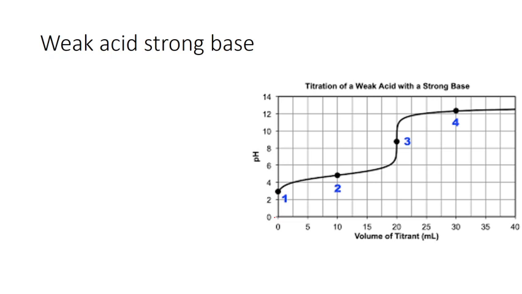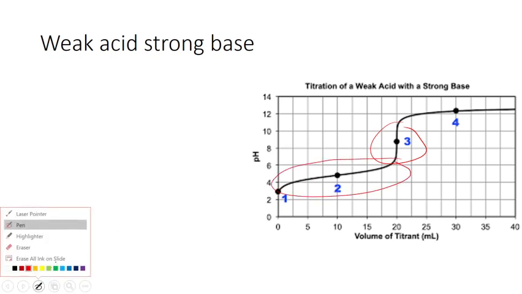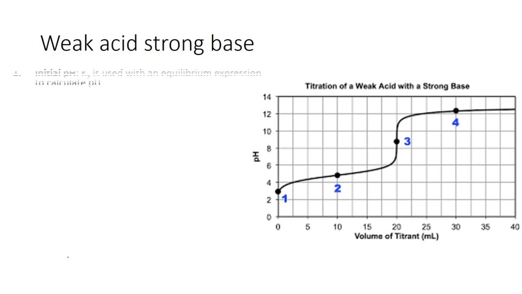Okay, now this graph looks similar to strong acid, strong base, but there's one difference in that this region is much smaller and you have a gradual increase in pH as you are adding base. So the initial pH is similar, but in this case we use the Ka with an equilibrium expression to calculate the pH, because again, we're working with a weak acid, which we treat as an equilibrium type situation.